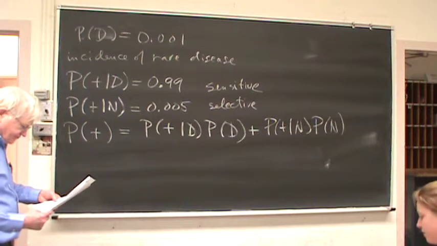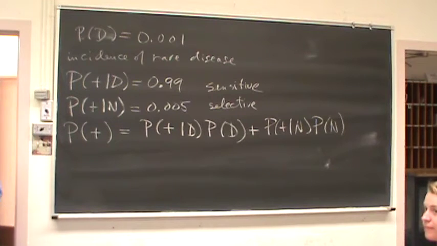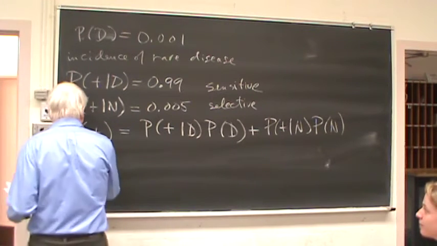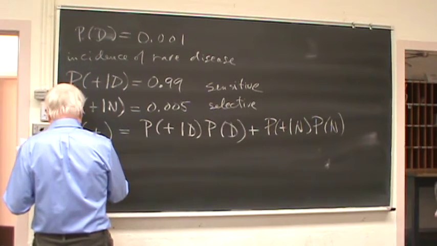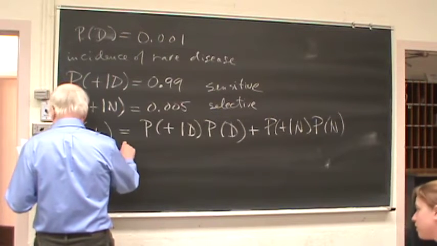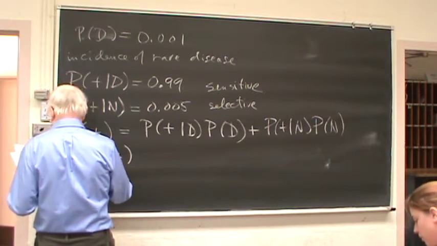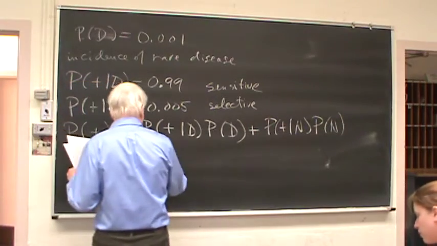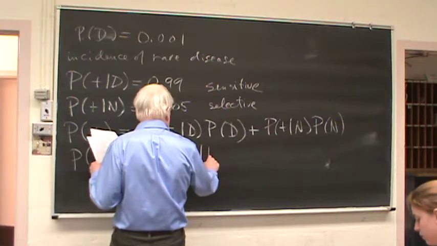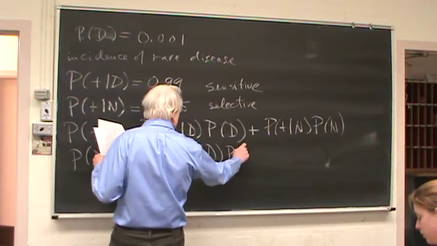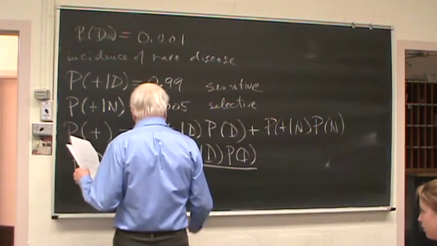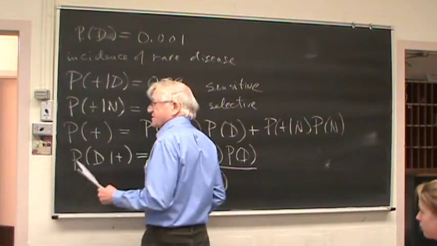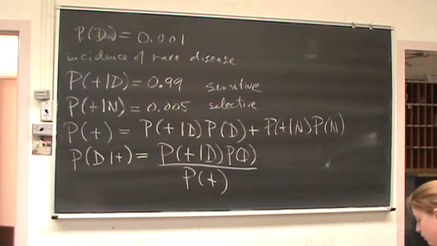On the other hand, Bayes' theorem is going to give us a formula for some of these things. Namely, the probability of the person being diseased given a positive result. Well, what is it? It's the probability of a positive result given disease times the probability of disease divided by the probability of a positive result. So that's just Bayes' theorem in this form or that form.